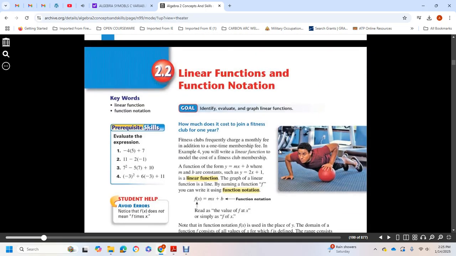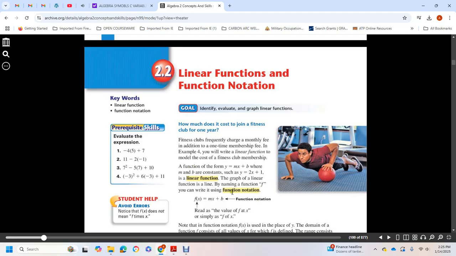2.2 Linear functions and function notation. Goal: identify, evaluate, and graph linear functions. In example 4, we write a linear function to model the cost of a fitness club membership. A function of the form y equals mx plus b, where m and b are constants, such as y equals 2x plus 1, is a linear function.